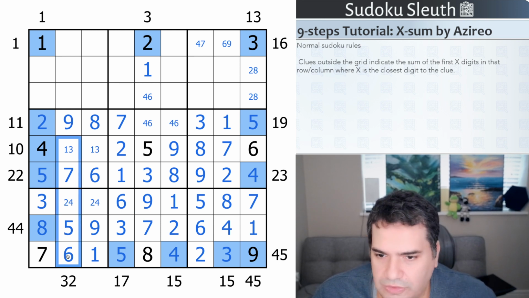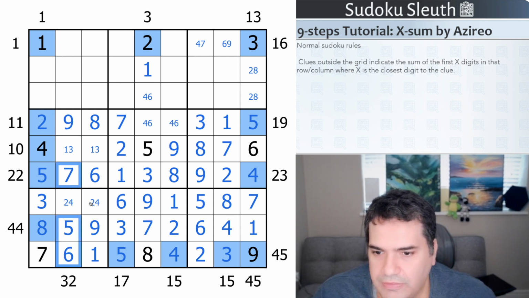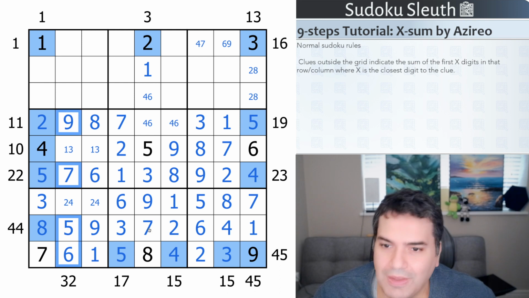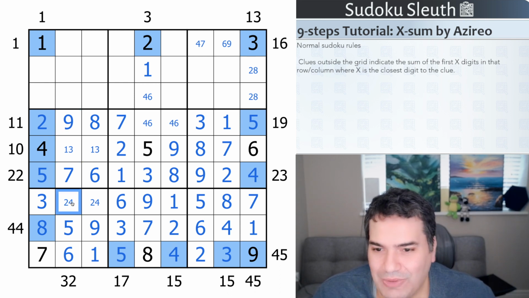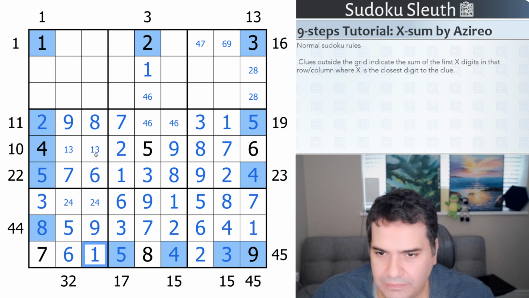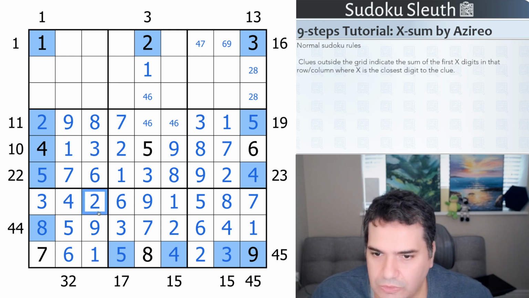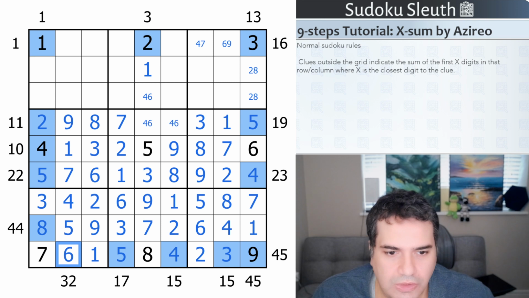Right, 6 cells. 6, 5, and 7, that's 18. I still need another... Okay, excuse me. For a second, I was panicking. 27. Now I need between these two cells a 5, and that is unfortunately quite easy to do in 2 ways. 3 and 2, 1 or 4, both work. How am I resolving these? The 1. 3, 1, 4, 2. And we're done with X sums.